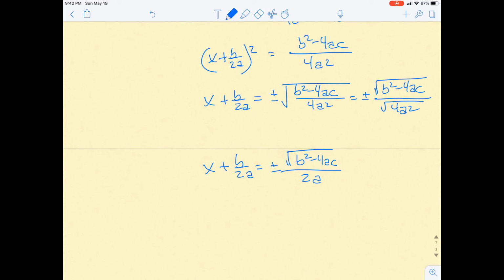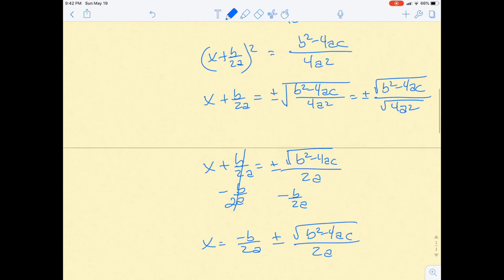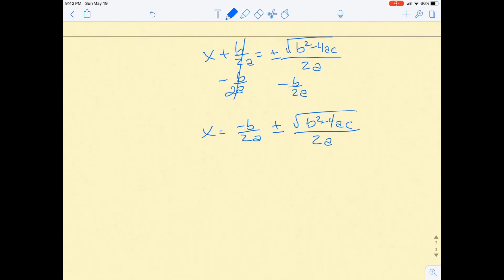And now I move the b over 2a to the other side with subtraction. And I find that x equals negative b over 2a plus or minus the square root of b squared minus 4ac all over 2a. And we can start to see the quadratic formula taking shape already.